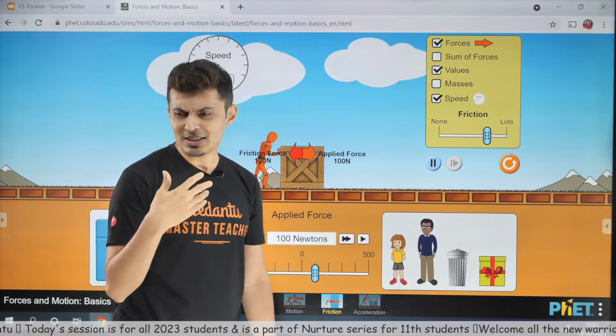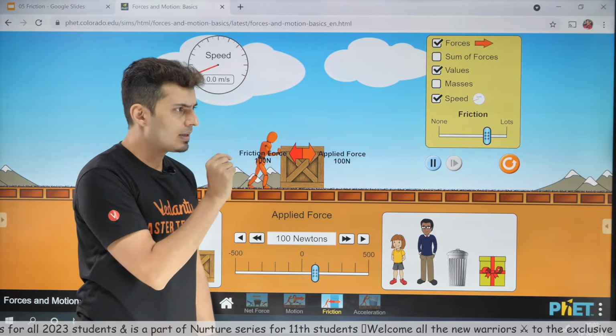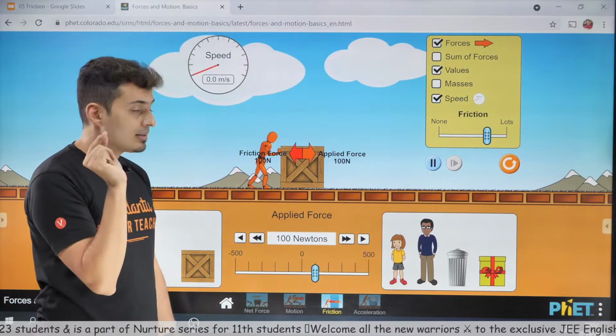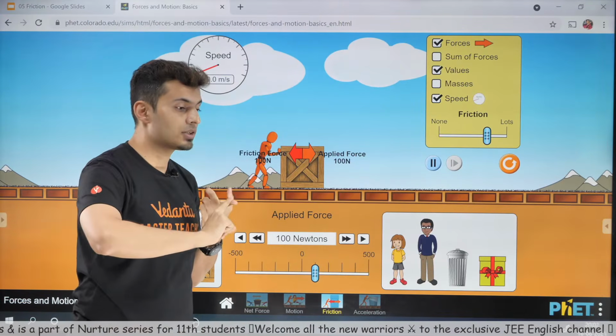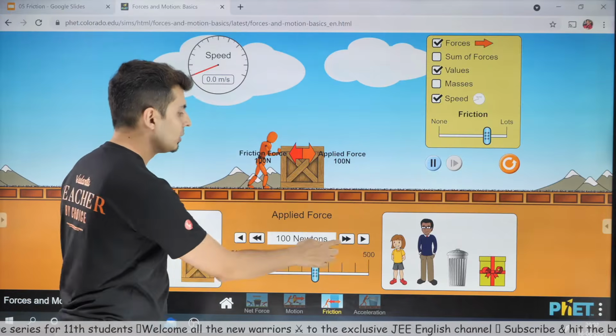Inertia will just maintain the state of rest. Okay. Now, my next point is, that is how you find the direction of static friction. How do you find the direction of kinetic friction? Well, look at this example.